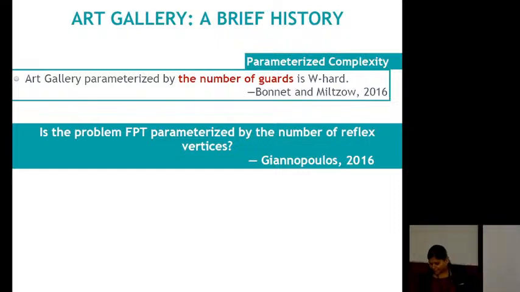So in parameterized complexity, the problem is quite hard.